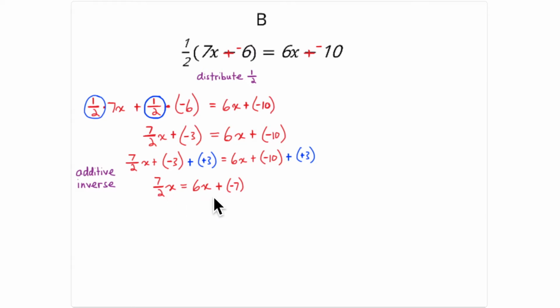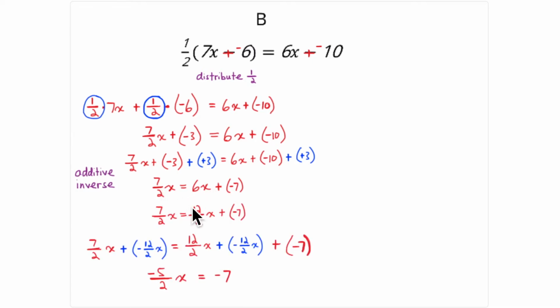So now we want to move this 6x over to this side. And I'm going to change the 6 to halves. I have halves over here. I know I'm going to want to combine these 6x's with these 7/2 x. So I'm going to change the 6 to halves, and that's 12/2. So you multiply by 2 over 2. 2 times 6 is 12, and that's 12/2.